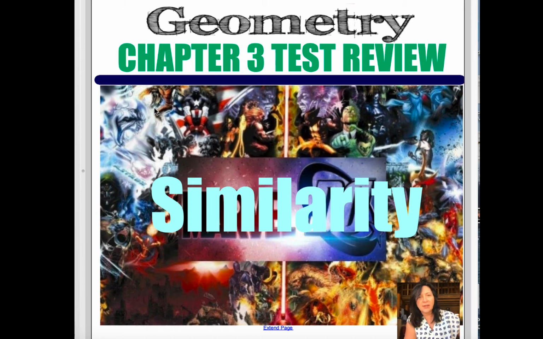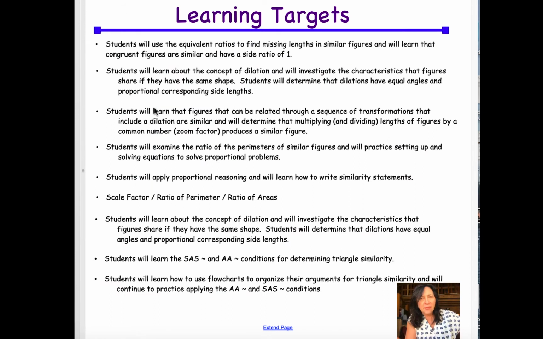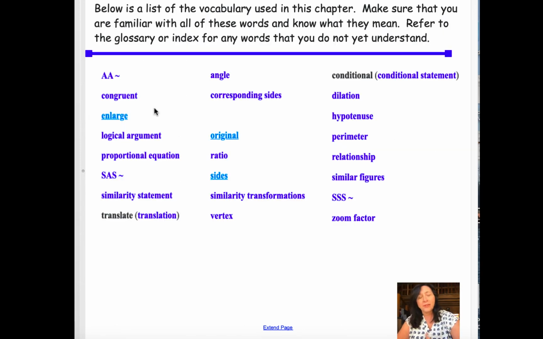So let's get started. Our first thing is we have a lot of learning targets for this chapter. Make sure that you've gone through all of the learning targets and that you do understand. And if there's some confusion on that, make sure that you review your notes, look at the class notes, look at the review videos, as well as redo some of the problems that might help you gain some understanding for that problem or that topic.